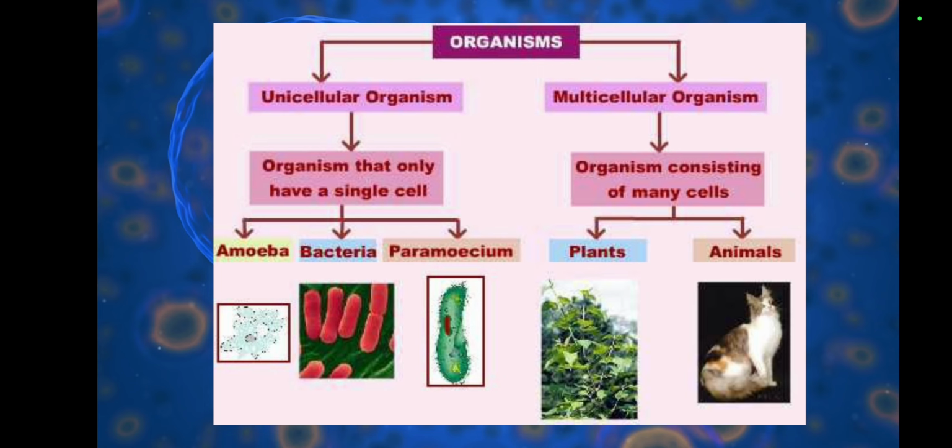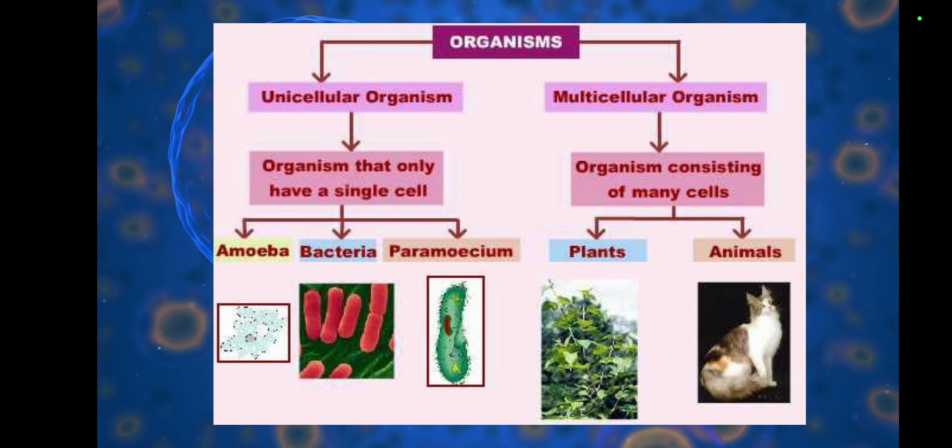So what are those unicellular organisms? We have amoeba, bacteria, and paramecium. Okay? These organisms only have a single cell, so basically they are involved in the prokaryotic cell. While in the multicellular organism, which is the eukaryotic cell, these are the organisms consisting of many cells. Particularly, what are those organisms that are composed of many cells? Of course, animals, humans, us, and of course the plants.